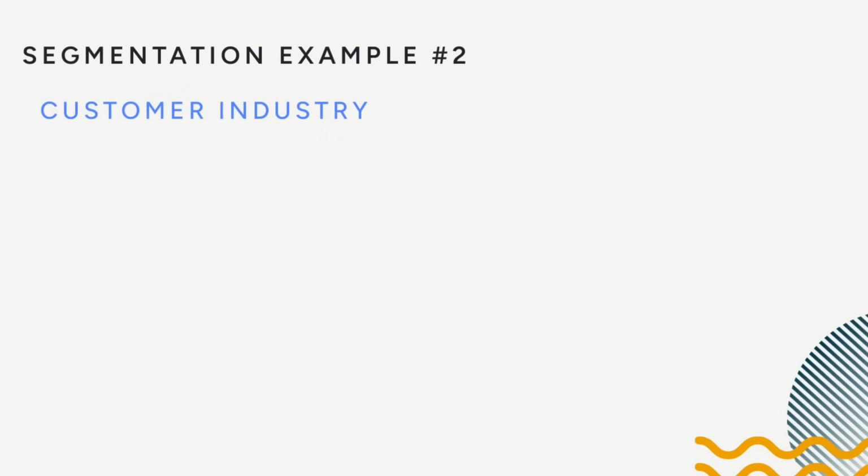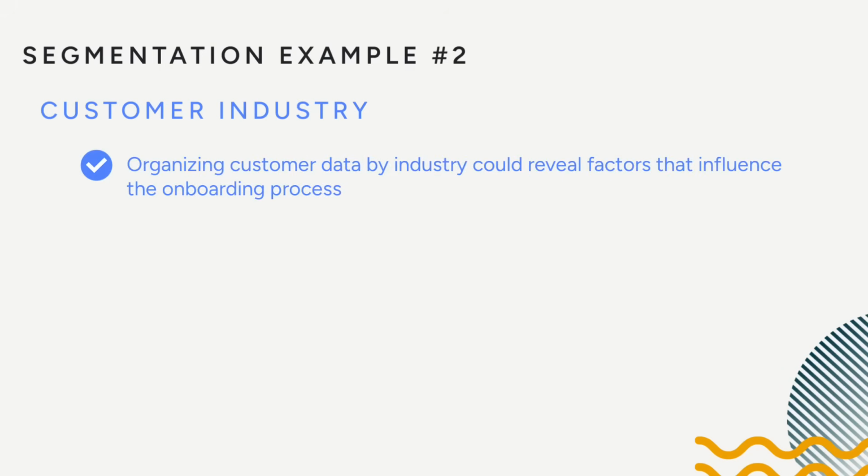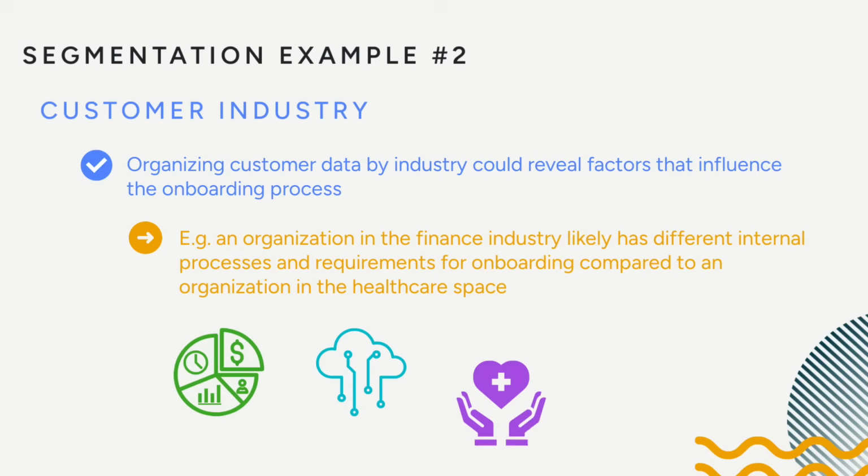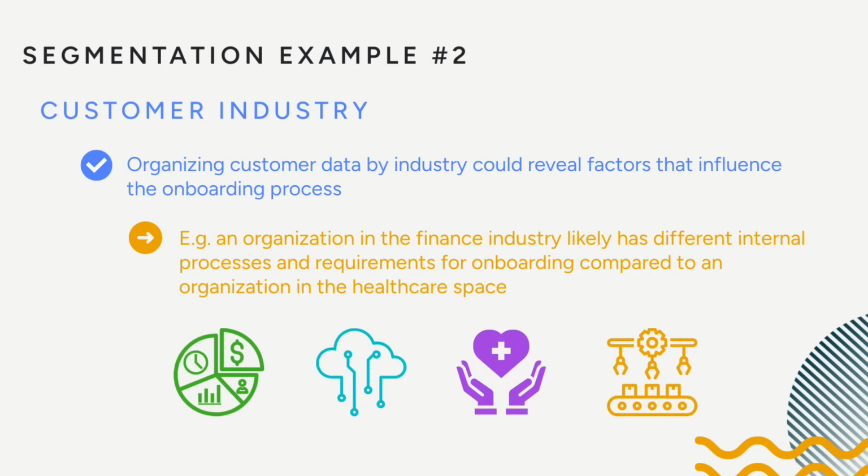Similar to unique attributes relevant to customer size, the customer's industry could also introduce some factors that could influence the onboarding process. For example, a business organization in the finance industry likely has different internal processes and requirements for onboarding compared to organizations in the healthcare space. By segmenting the project portfolio by customer industry, you can review targeted trends relevant to specific customer industries.